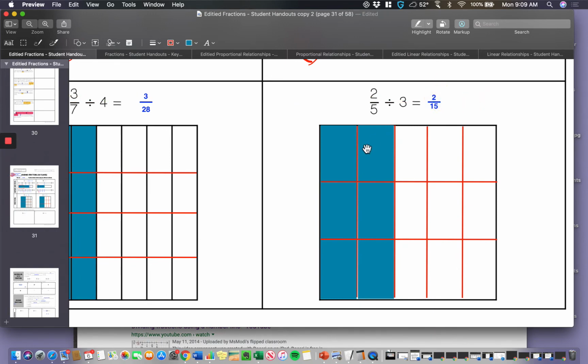All right, so again, I broke my model up into fifths because I want to represent 2 fifths, and the only way to do that is to create fifths. So I drew my lines going down, right? At first I drew all these lines going down, and then I broke up my fifths going up and down into thirds. When I'm done creating a new grid, I can see on my top left corner there were 2 shaded, so my numerator is 2, and the total amount of pieces is 15.